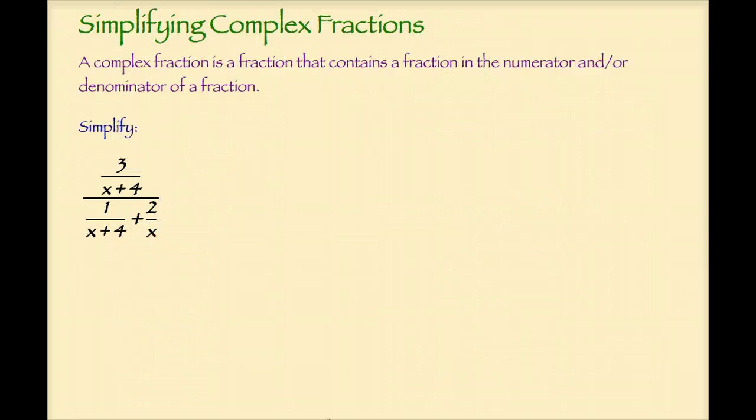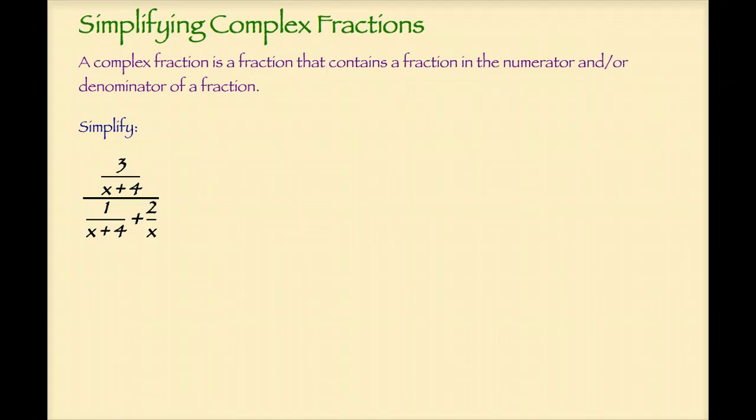One final operation we're going to look at with rational expressions is simplifying complex fractions. A complex fraction is a fraction that contains a fraction in the numerator and or denominator of a fraction. So it can be a fraction with just a fraction in the numerator or just a fraction in the denominator, or as in this case, fractions in both.